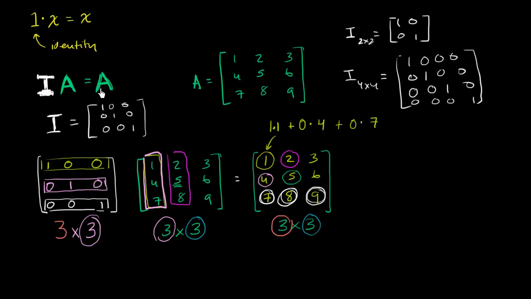Now, another thing I encourage you to do is, we've just shown that I times A is equal to A, but I'll let you do this after this video. What about A times I? We've seen that matrix multiplication, the order matters. So what happens here? If you take A times I, do you still get A?